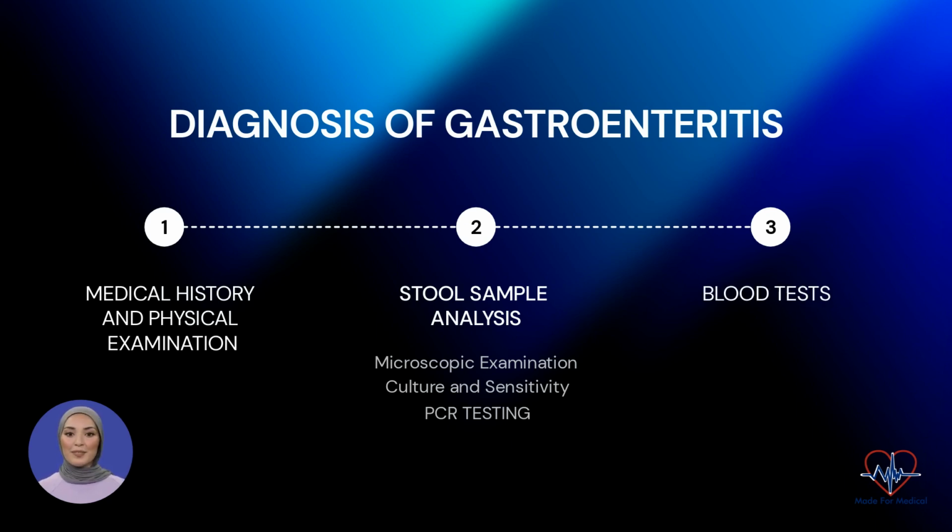In some cases, blood tests may be ordered to assess the patient's overall health status and evaluate for complications, such as electrolyte imbalances or signs of dehydration. These tests may include a complete blood count to assess white blood cell count and hemoglobin levels. It is important to measure the levels of serum electrolytes, including sodium, potassium, and chloride, which can be altered due to fluid losses. Renal function tests, such as blood urea nitrogen and creatinine levels, evaluate renal function.